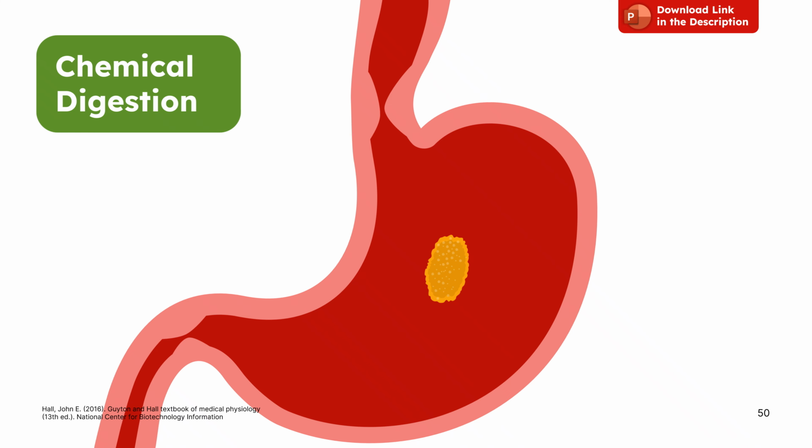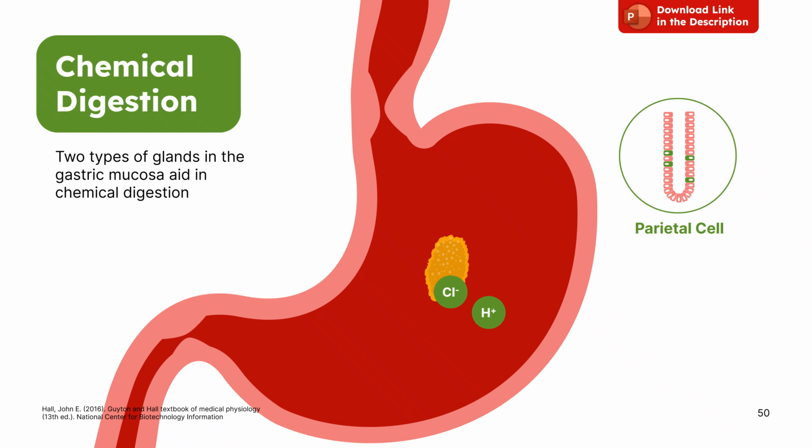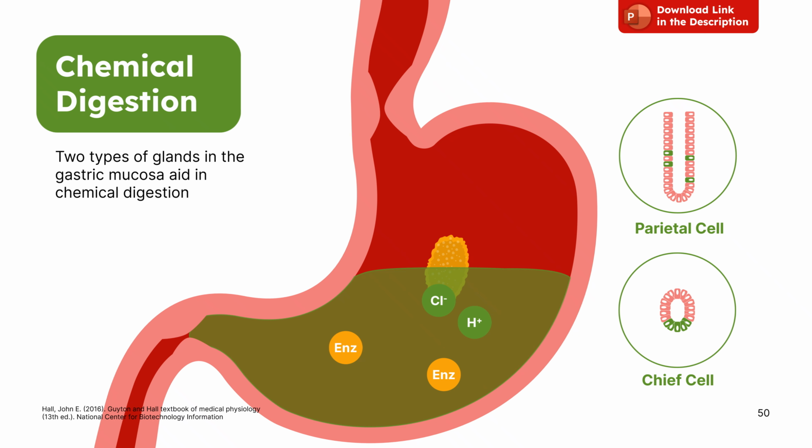As food enters the stomach, chemical digestion starts with the help of secretions from 2 specialized cell types in the gastric mucosa. Parietal cells secrete hydrochloric acid, which lowers the stomach's pH to create an acidic environment. This acidity helps break down proteins, activates enzymes, and kills potential pathogens. Meanwhile, chief cells release pepsinogen, an inactive enzyme precursor. In the acidic environment, pepsinogen converts to pepsin, an active enzyme that breaks down proteins into smaller peptides. Together, these cells enable the stomach to initiate chemical breakdown, preparing food for further digestion in the small intestine.